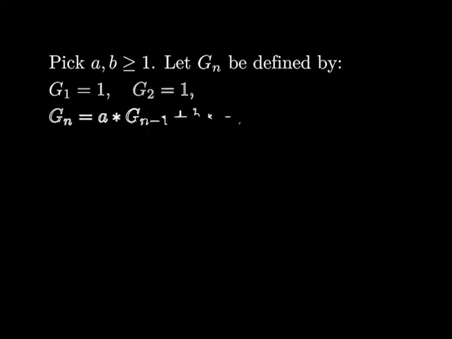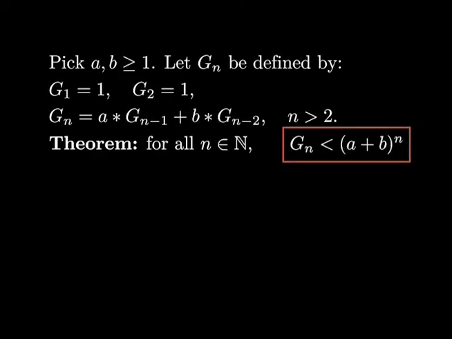We can use the same idea to prove a nice generalization of this result. Choose a and b to be any numbers greater than or equal to 1. Now let us define a sequence g sub n. So g of 1 is 1, g of 2 is 1, and g of n is a times g of n minus 1 plus b times g of n minus 2. Then the theorem says g sub n is less than a plus b raised to the nth power.